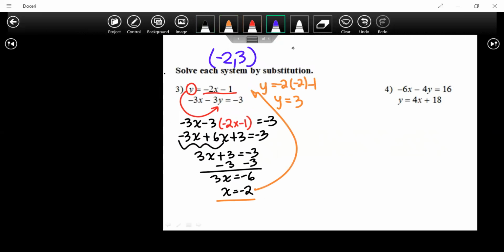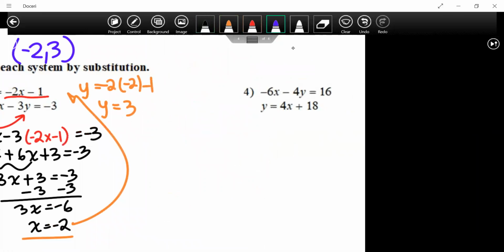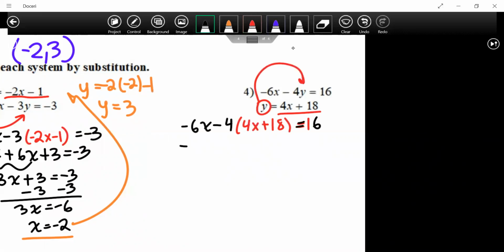Okay. Next one to the right, we have another substitution. We're going to take our y value again, and in this case, we're going to plug it into the one up on top. We're going to get negative 6 minus 4 times the quantity, in this case, 4x plus 18. Oh, these are going to be big numbers. Fancy. Distributive property. Negative 4 times 18, 72. Minus 22, yes, 22x.